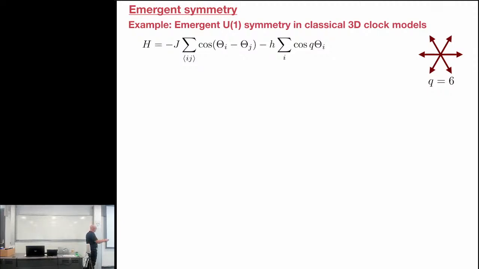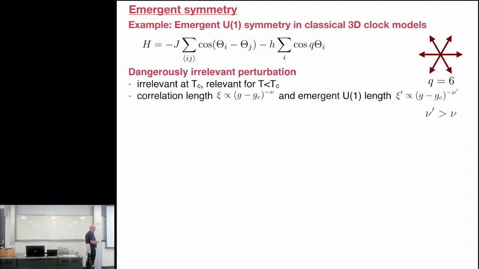So for example, Q equals 6, you have 6 favored directions. Actually, we can also consider what's called hard clock models, where we only let the spin point in these directions. This will be the soft clock model, where we just have a potential favoring some directions.